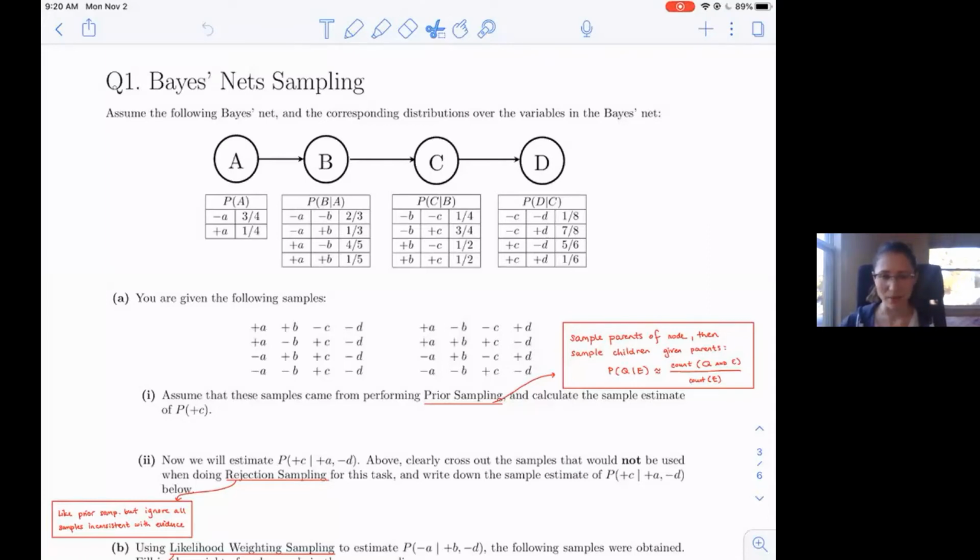Today we're talking about sampling and also the value of information. So let's jump right into the worksheet. The very first problem is on sampling from a Bayes net. We're given the following Bayes net and also these probability distributions over each of the variables in our Bayes net.